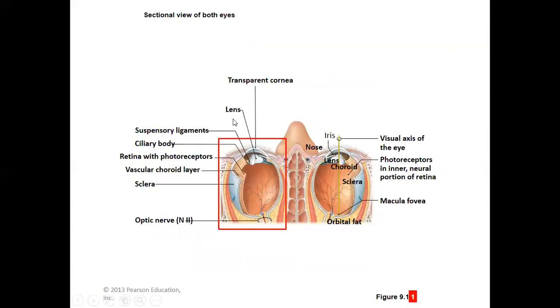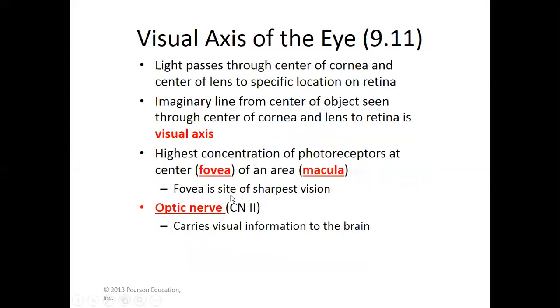So light enters through the cornea, heads through the lens that can change shape depending on the ciliary muscle, the muscle in the ciliary body here, and then light passes through to the retina. There's the vascular choroid layer and the sclera, which is the protective layer. All of that is there to create this visual axis: light passes through the center of the cornea, enters the center of the lens, and is then bent, sent back to a specific location on the retina.